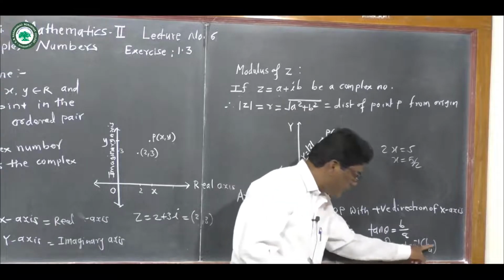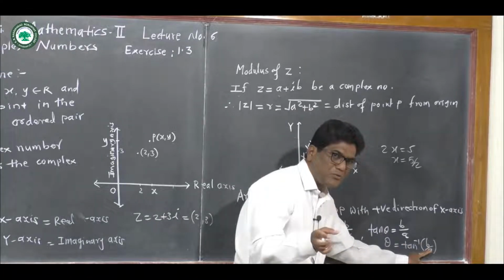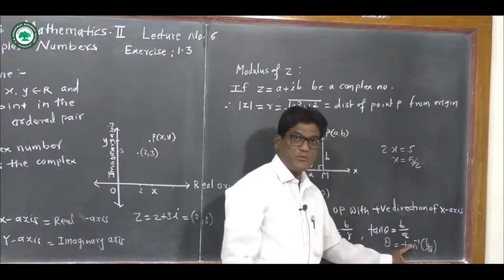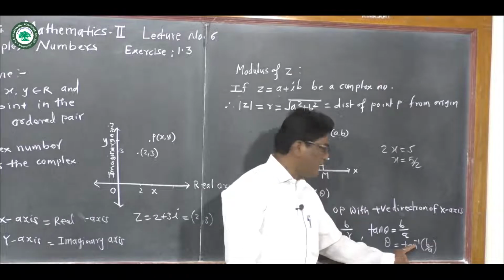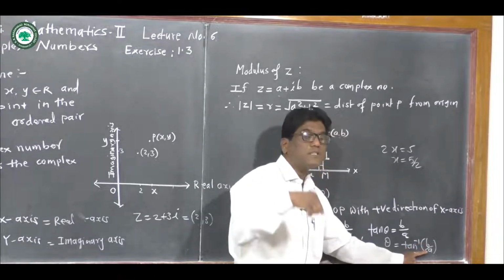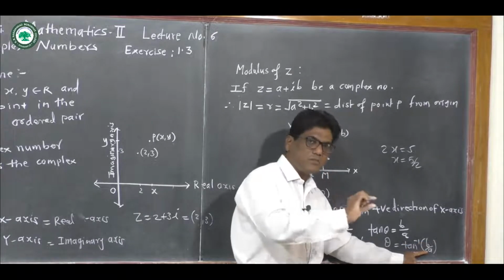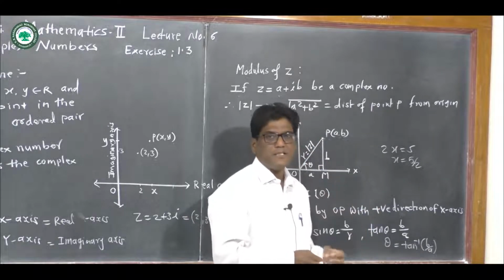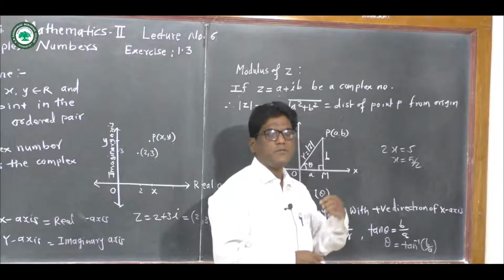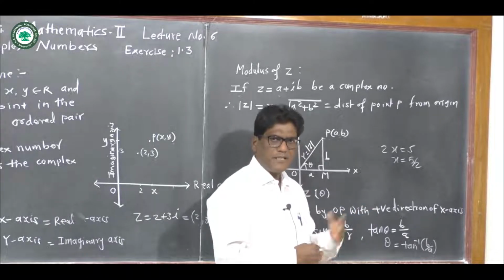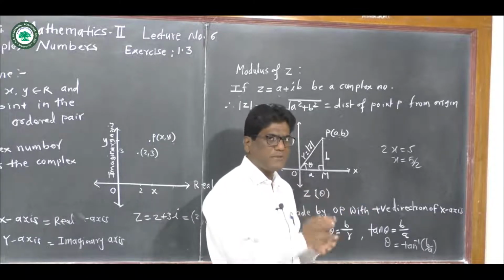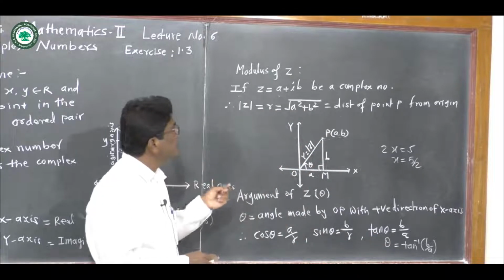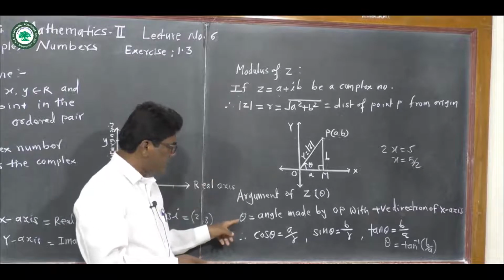Here b upon a is the value of the tangent ratio, and we have to find the angle for it. So we must know the table of tan, that is, what is tan 0, tan 30, tan 45, tan 60, tan 90, etc. If we know the values of tan, we can find theta. So in this way we find the modulus of z and theta.